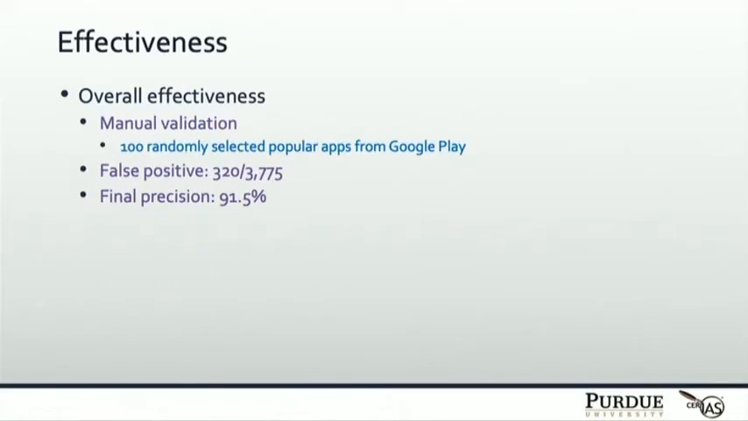To evaluate the effectiveness of Clue Finder, we performed manual validation steps. We randomly chose 100 top popular apps from Google Play and ran Clue Finder. After the output, we went through each identified statement and data to see if Clue Finder correctly labels it. We found that it has less than 10% false positives, which gives us a final precision of around 91%.